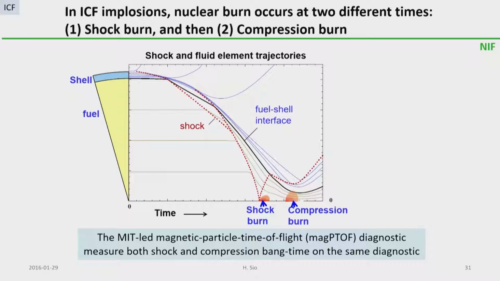The MIT magnetic particle time of flight, or magPTOF diagnostic that I am responsible for, measures both the shock and the compression bang time on the same diagnostic. And it is in fact the only diagnostic on NIF that measures the shock bang time, which is an important metric for quantifying implosion performance.